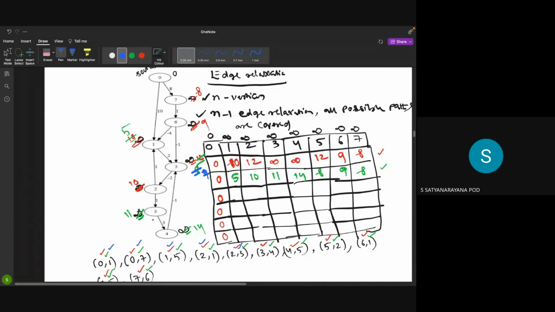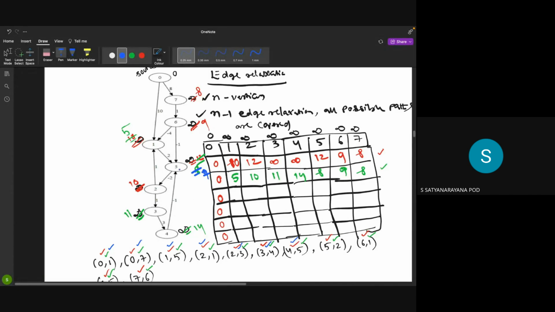Now 3 to 4 we tried. Already 11 is there, and 11 and 3 is 14. 14 is a better value already there. 4 to 5, it is minus 1, 13. Already 7 is there. 7 is a better value. We don't want to change it.